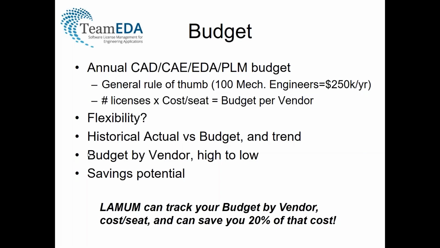And then you need to be able to evaluate your vendors from your most expensive vendor to your lowest cost vendor and treat them accordingly. And there's always going to be one vendor that you're spending the most money on, and that's the one that you want to work on the most. And also look at the potential savings. Some applications might allow you to save more than others. So our tool, LAMUM, can help you track budget by vendor, cost per seat, and overall can save you about 20% of that cost per year. Now, whether you want to build that savings into your budget is kind of up to you.